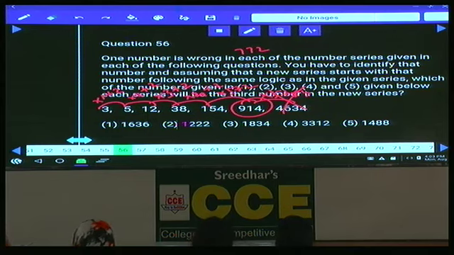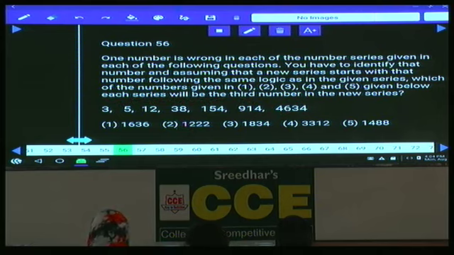You have to identify the number and assuming the series. One number is wrong and series given, and you have to identify that number and assuming that a new series starts with that number following the same logic, find out the third number in each of these. Now here 772, yes, what is the wrong number we have? Wrong number is 914. Now we need to start the next series with what? Next series we need to start with the wrong number, 914, applying the same logic.